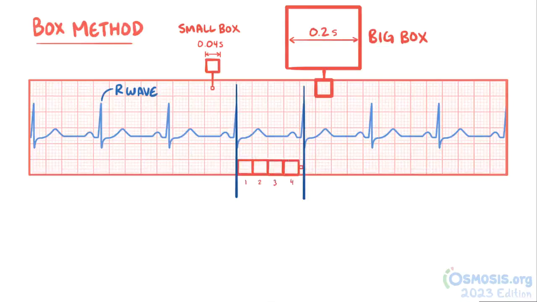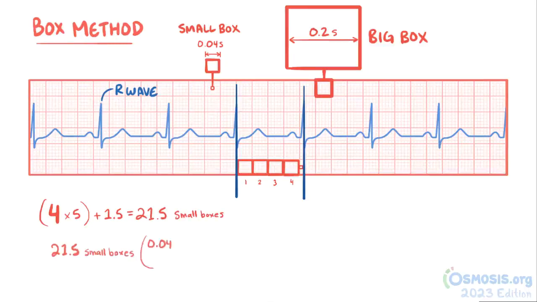So let's say that there are 4 big boxes and 1.5 small boxes between 2 R waves. Since you have 4 big boxes, that means 4 times 5 small boxes, plus that extra 1.5 small boxes, totals to 21.5 small boxes. And that means that there are 0.04 seconds times 21.5, or 0.86 seconds between heartbeats. So the units here are seconds per heartbeat.